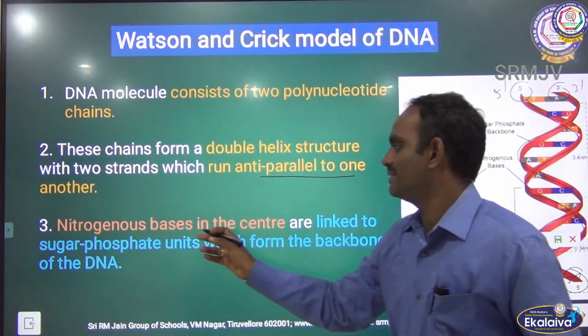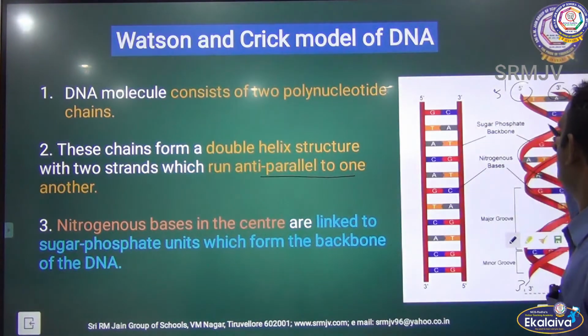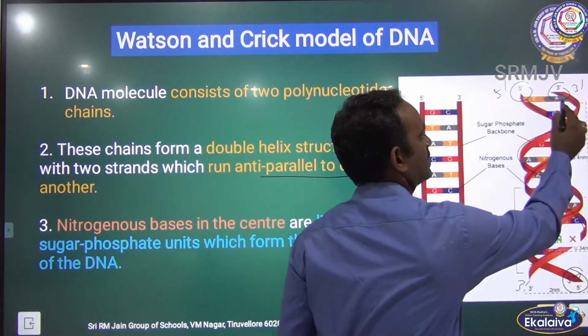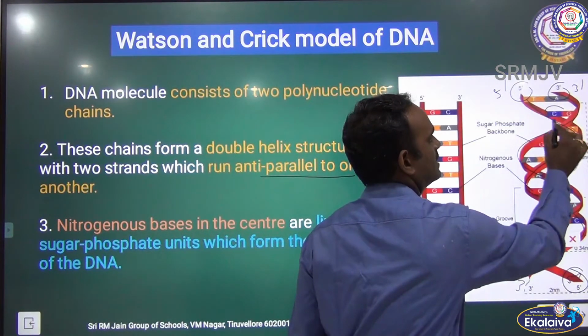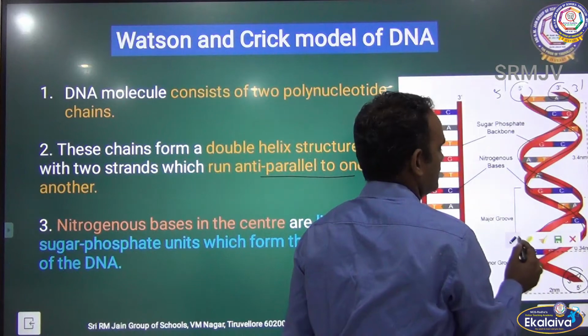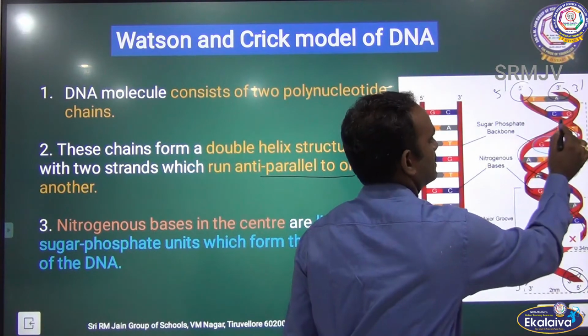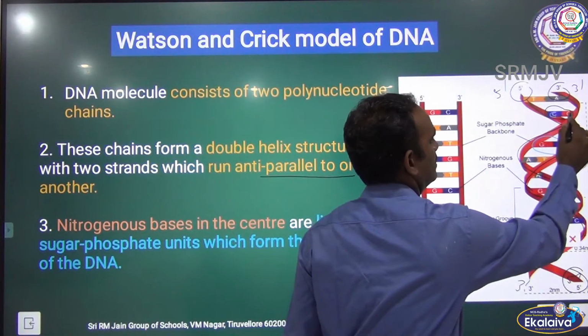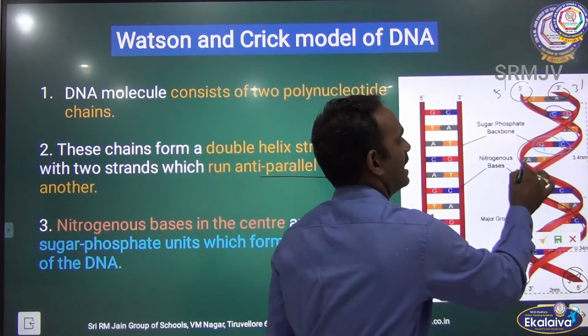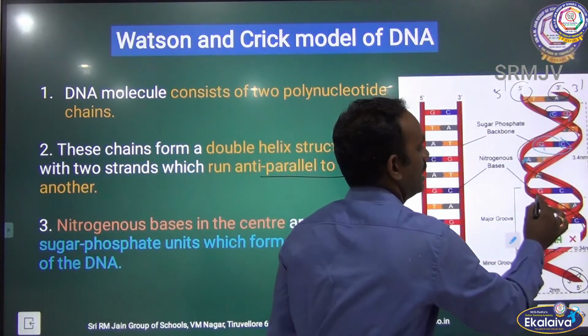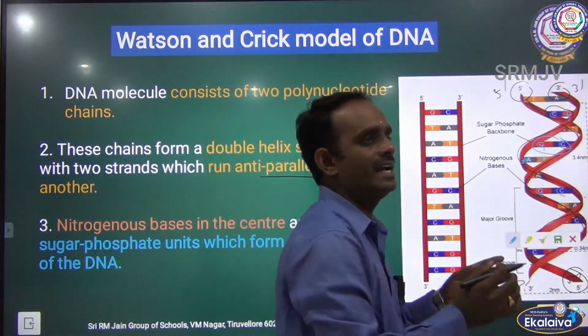The nitrogenous bases are in the center, see the picture. This is the double helical structure, this is one strand and this is the other strand. In between these 2 helical strands, nitrogenous bases are present. Cytosine paired with guanine, guanine paired with cytosine, adenine paired with thymine and then guanine paired with cytosine. These are the nitrogenous bases.